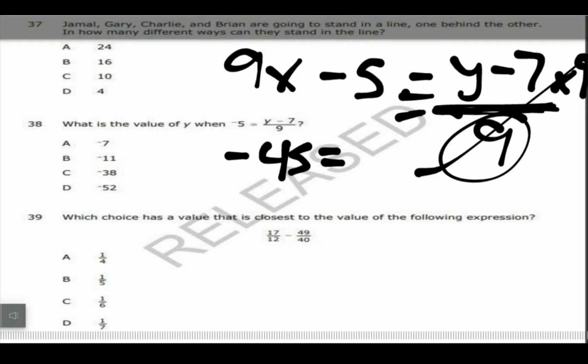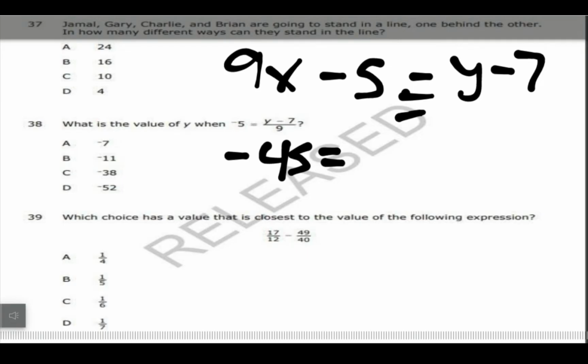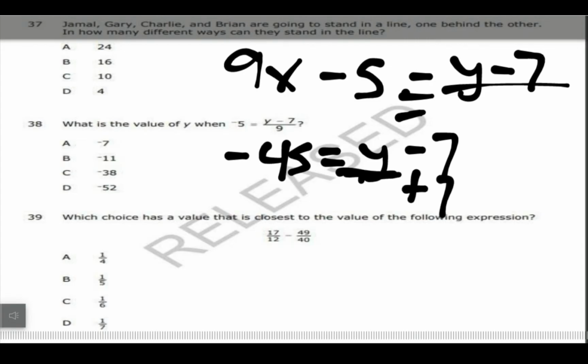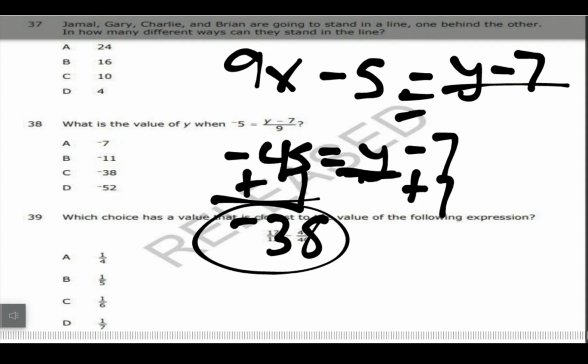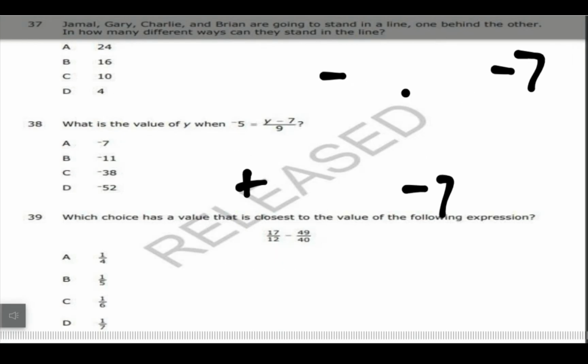Now that I got rid of the 9 on the bottom, I'm going to erase that. What I have left is y minus 7. Remember, I want y by itself, so I want to get rid of the minus 7 by doing plus 7. Negative 45 plus 7 is negative 38, which is C. Let me erase that and do 39.